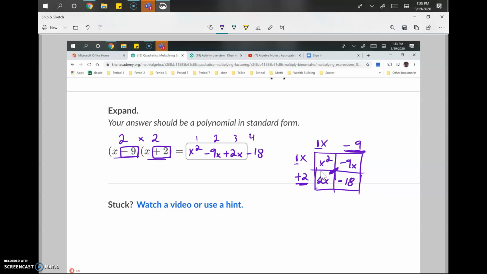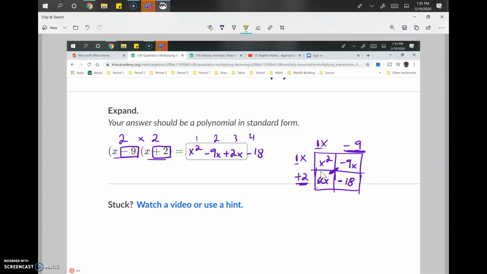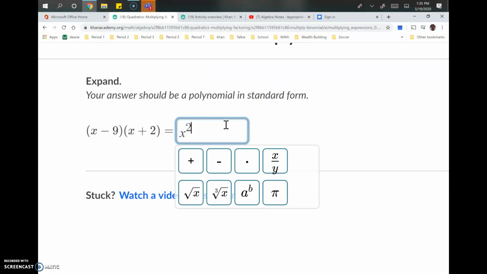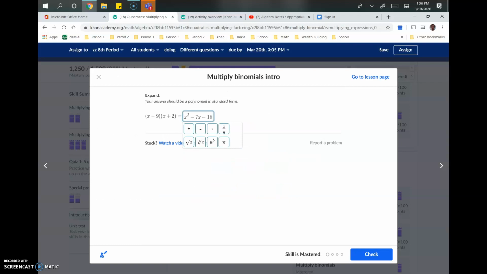And since 2 of the 4 things are like terms, we can go ahead and condense our 4 things to 3 things. So we actually have just x squared, and negative 9 plus 2 is a negative 7x, and minus 18. And so I can go ahead and punch in x squared minus 7x minus 18. And boom, done, just like that.